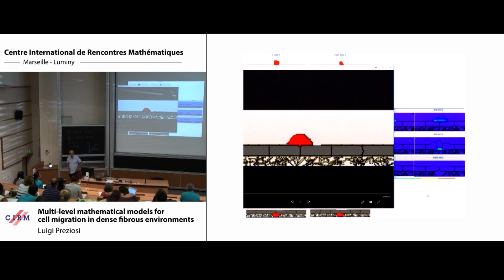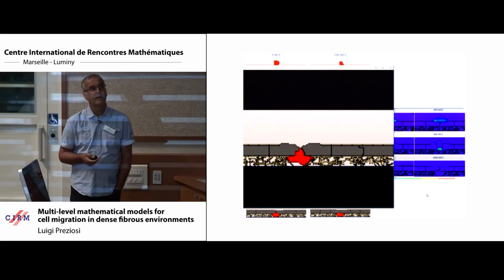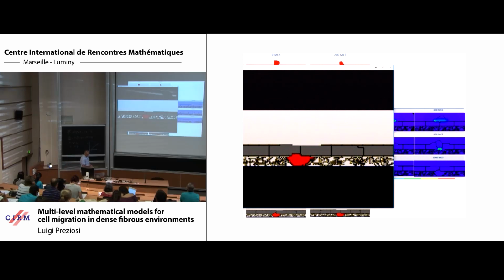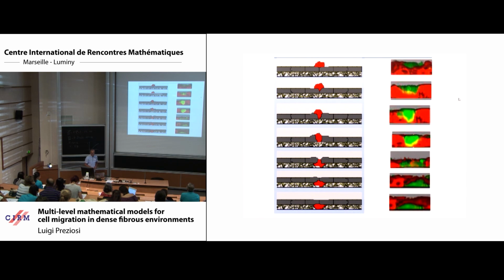This is the movie related to what I showed. And this, in some sense, is the comparison. These are the experiments that they do. The green stuff, of course, is the bad guy. It sits over the lining, then it penetrates down and goes below.